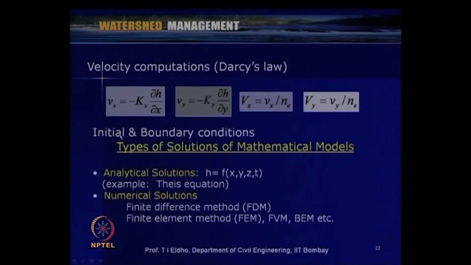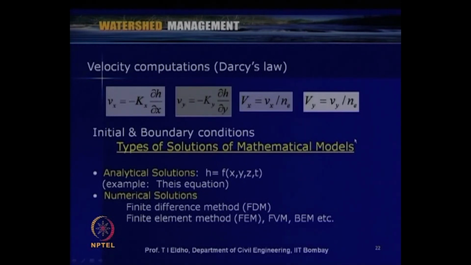As I mentioned, the initial condition for the flow equation will be the head variation within the aquifer system, if you know it. The boundary condition for the flow equation will be either head prescribed or flux prescribed, in terms of the Dirichlet boundary condition and the Neumann boundary condition. As far as the transport equations are concerned, the initial condition can be the variation of concentration at the starting time step, and the boundary condition can be in terms of the knowledge of concentration at particular boundaries, or a gradient of the concentration.